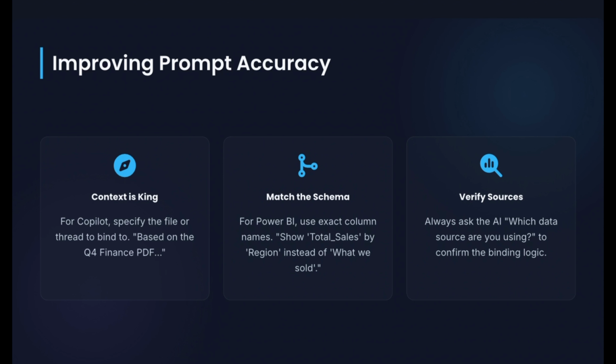And here are some actionable advice items when you are trying to prompt for accuracy. For Copilot, context is king. Specify exactly what you want. For Power BI, use exact column names instead of just general words. And then always verify your sources. You can do this manually, or you can literally ask AI to show you the sources it used and you can see if it's right or wrong.